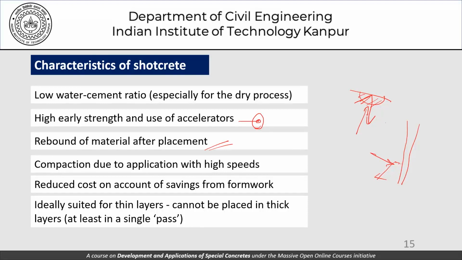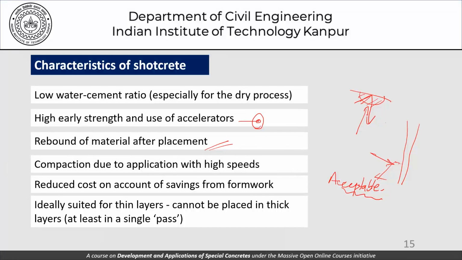Now, how much is that rebound is something which I'm leaving it to you to think and look up your books and find out what is an acceptable level of rebound and what are the measures that are taken to reduce the amount of rebound in the case of shotcrete constructions.